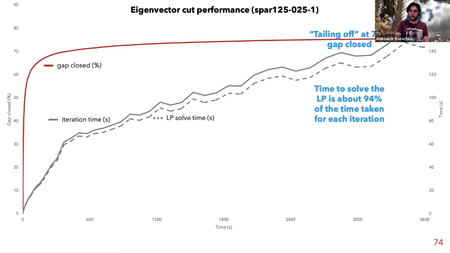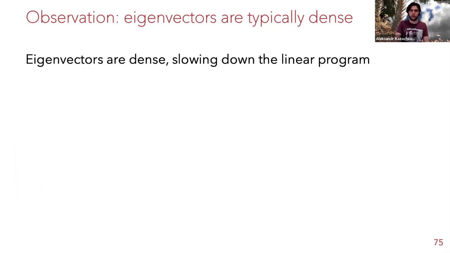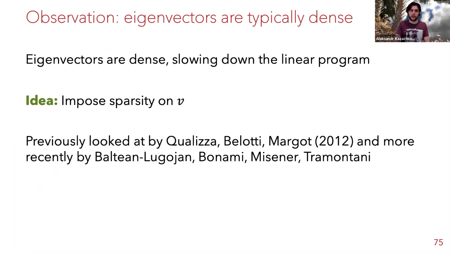Okay, I will speed up a little bit because I'm running out of time. The key observation is that eigenvectors are typically dense. The idea that we have is to impose sparsity on v and compare it to those eigenvectors. This is an idea that has been previously looked at by a few papers, and we take a slightly different approach than what was done in those papers.